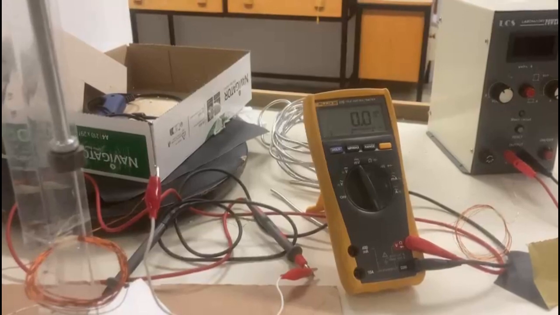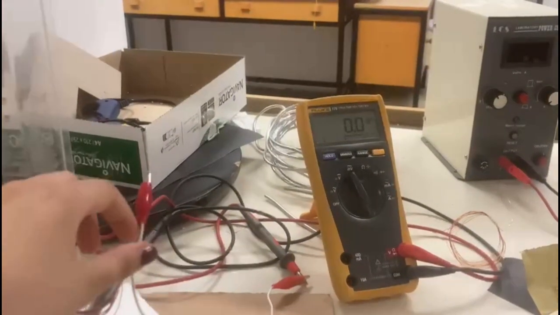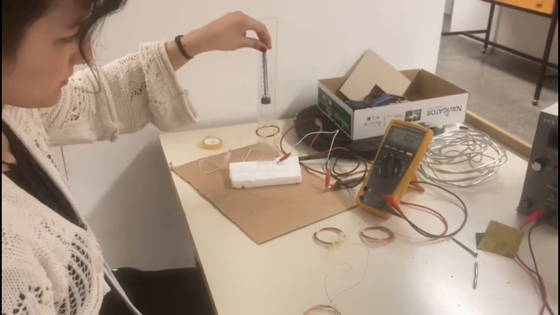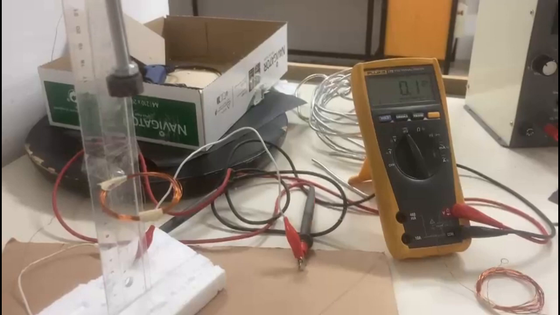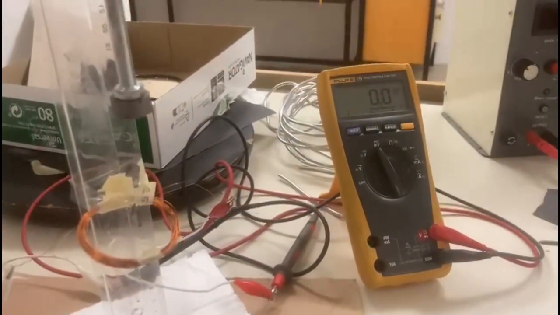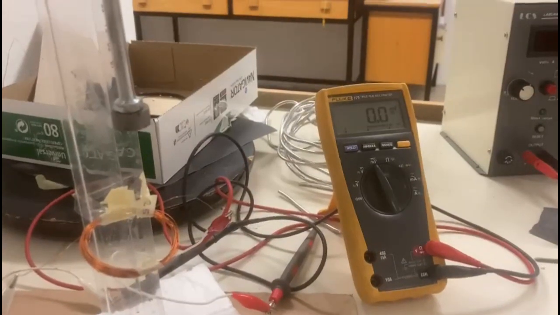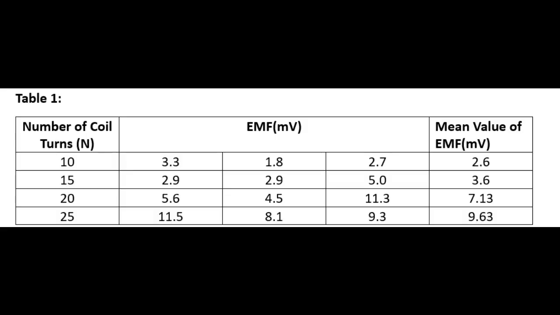I'm collecting the data as shown in the videos, and for the 10 coil turns, I took 3 measurements, and I took the mean value of the EMF in millivoltage, which is 2.6. For the 15 coil turns, the mean value of the EMF is 3.6. For the 20 coil turns, the mean value of the EMF in millivoltage is 7.13, and for the 25 coil turns, the mean value of the EMF is 9.63.